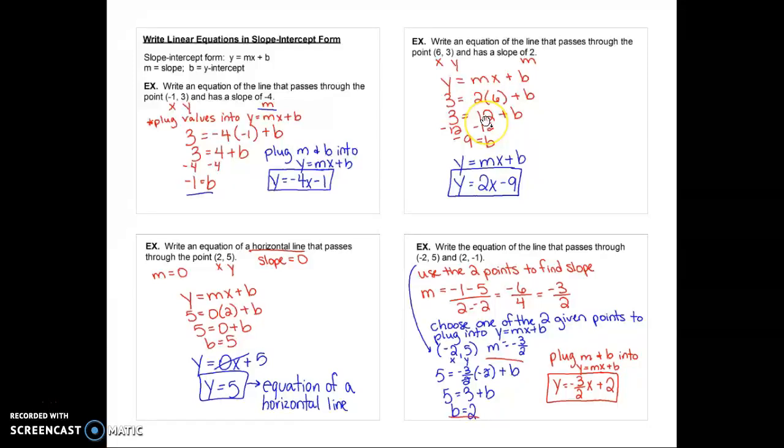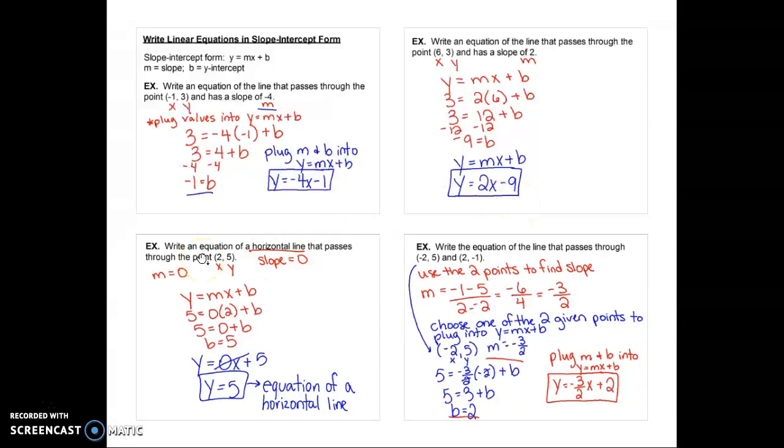2 times 6 gives you 12, so that simplifies to 3 equals 12 plus b. Subtract 12 from the other side, because remember, our goal is to solve for b to figure out what our y-intercept is. 3 minus 12 is -9. So now that you know your y-intercept, and you originally knew your slope was +2, you can now write your final equation. In the form y equals mx plus b, your equation should be y equals 2x minus 9.